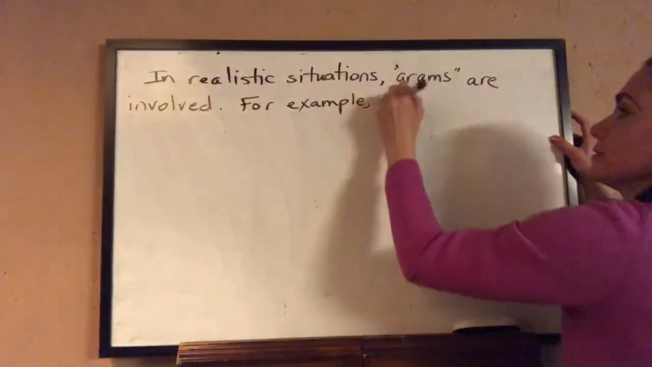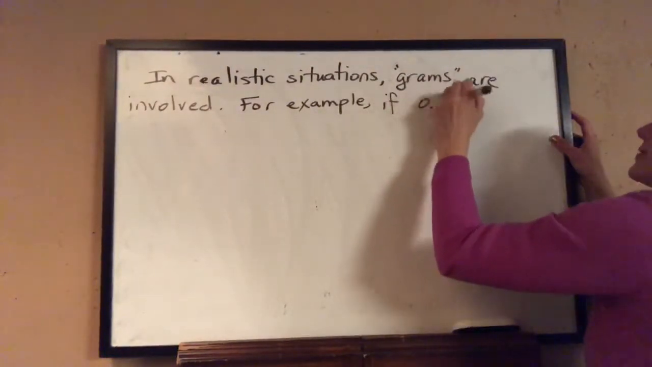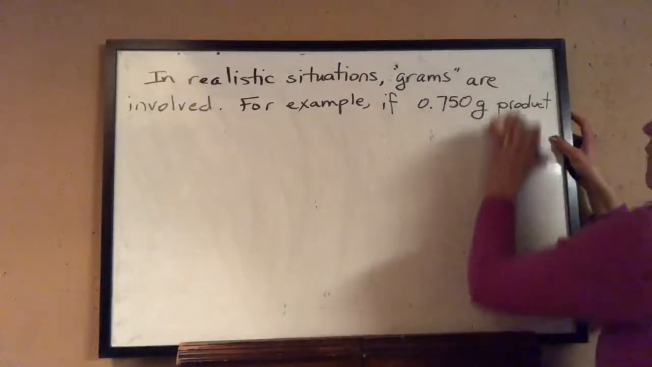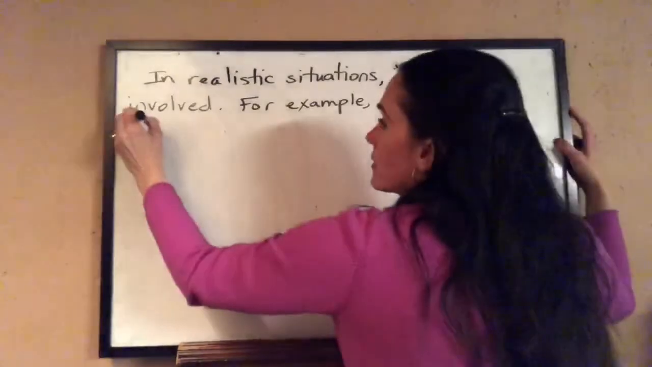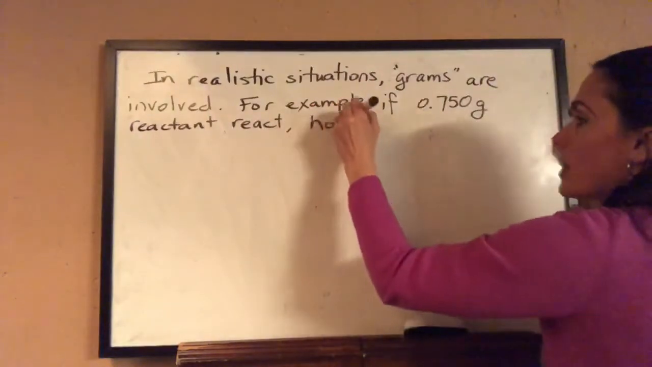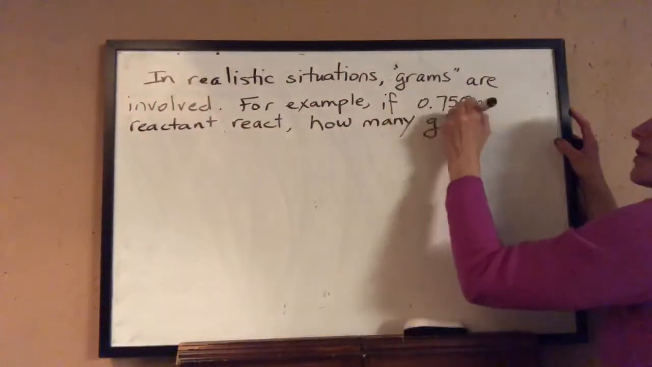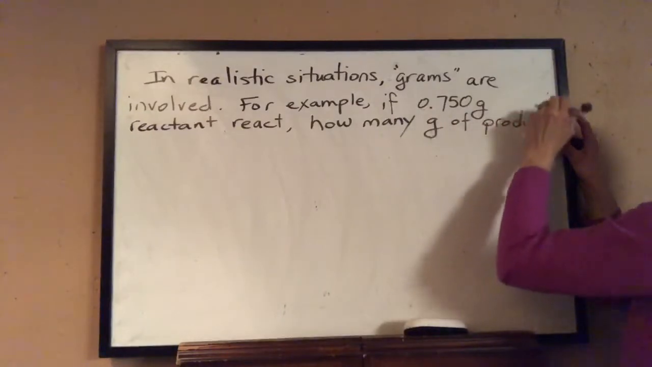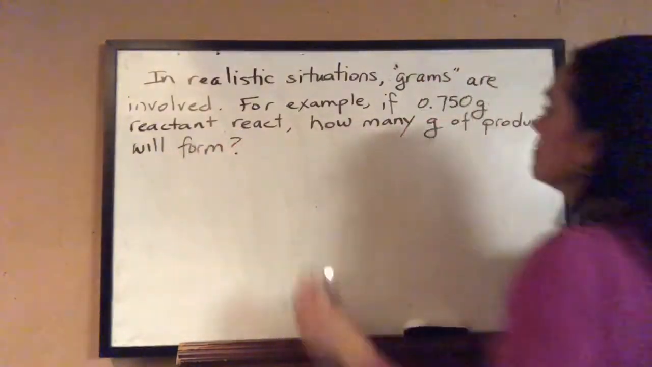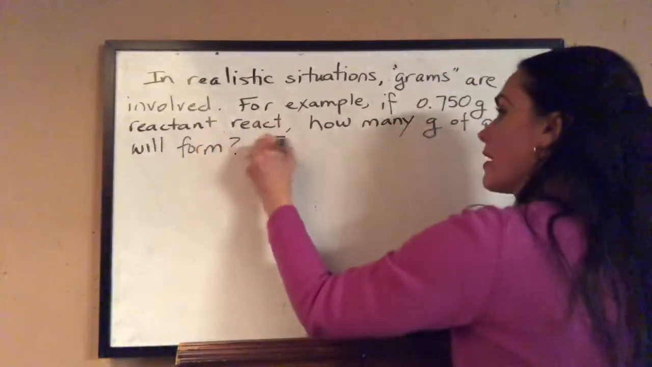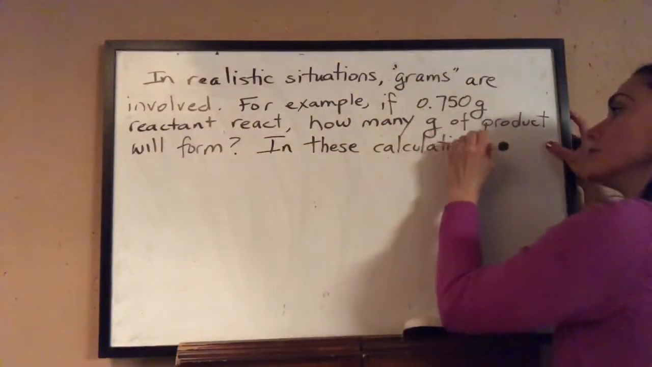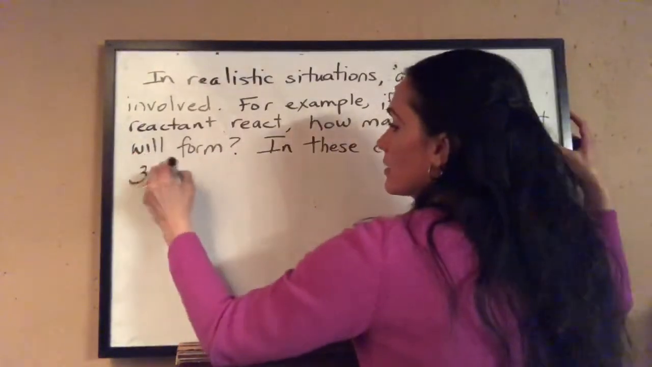For example, if 0.750 grams of reactant react, how many grams of product will form? So in these calculations, 3 conversion factors would be utilized.